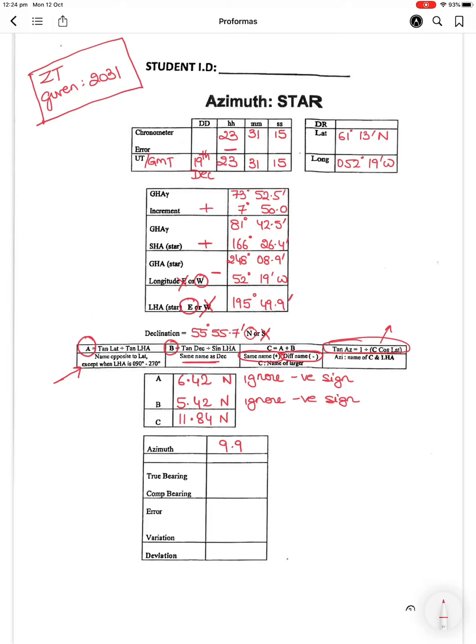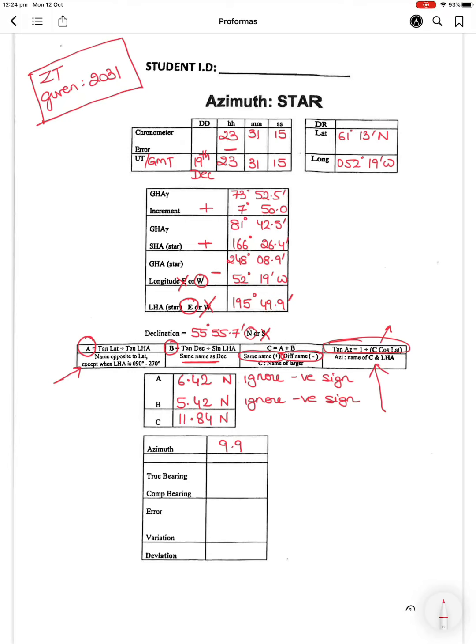Right, I'll just work it out with you. 1 divided by bracket open c. What is c? C is 11.84 multiplied by cos of your latitude, 61 degrees 13 minutes. That is 0.175409. Shift tan inverse, and you should be getting 9.94 or 9.95. Just keep 9.9, that's enough.